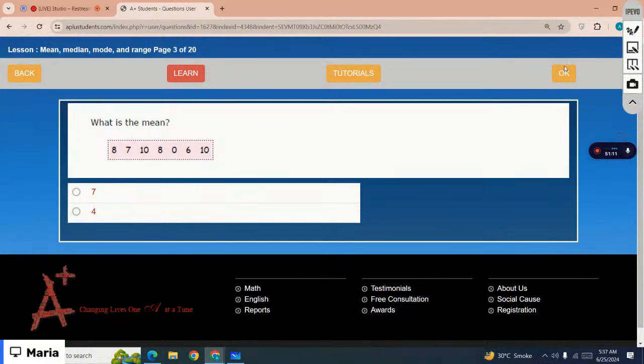What is the mean? Which is the correct option? For the mean, you have to add them all, then divide it by the number of values. Let me just add them all: 8 plus 7 plus 10 plus 8 plus 6 plus 10. The sum is 49. You have to divide it by 7. So the correct option is 7. Option number 1 is the correct option.